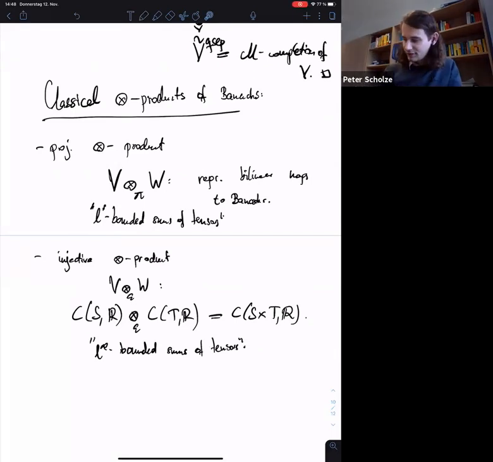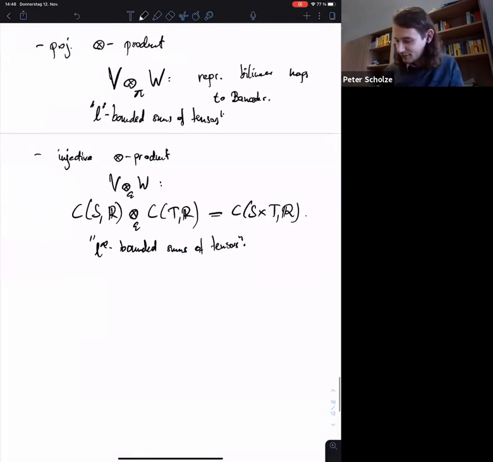And so when I first learned that there are several tensor products of Banach spaces, I got very confused. In particular, I was confused about how to reconcile this with what we're doing, where there's only one canonical choice for what a tensor product should be. But actually, you can reconcile it, and the first point is the following.